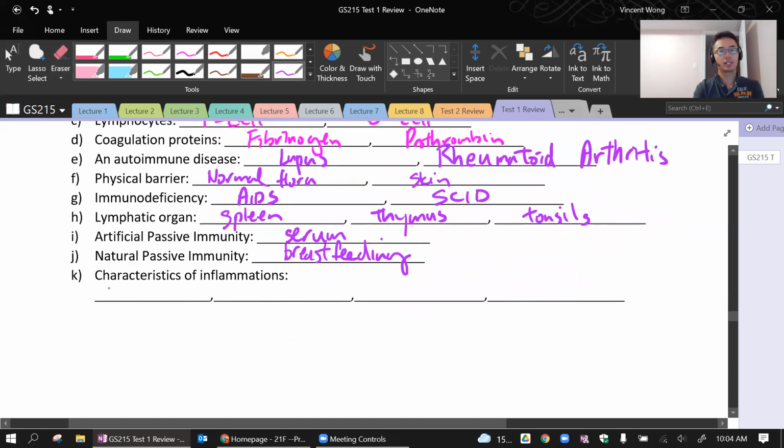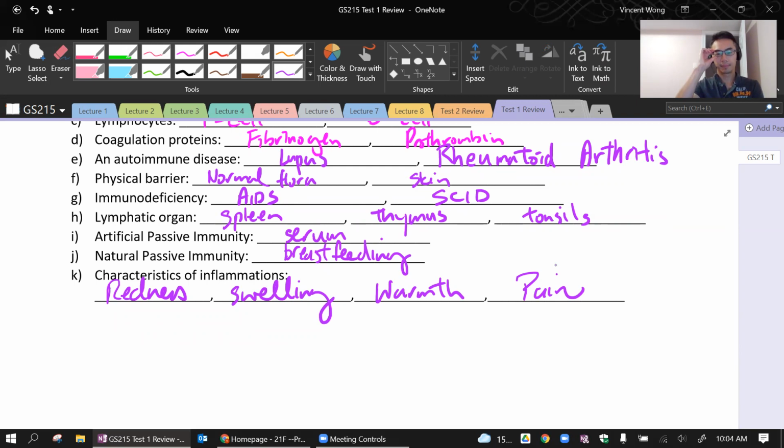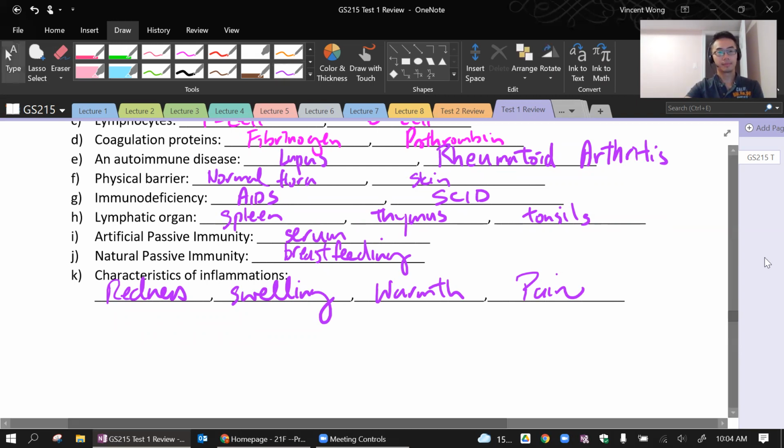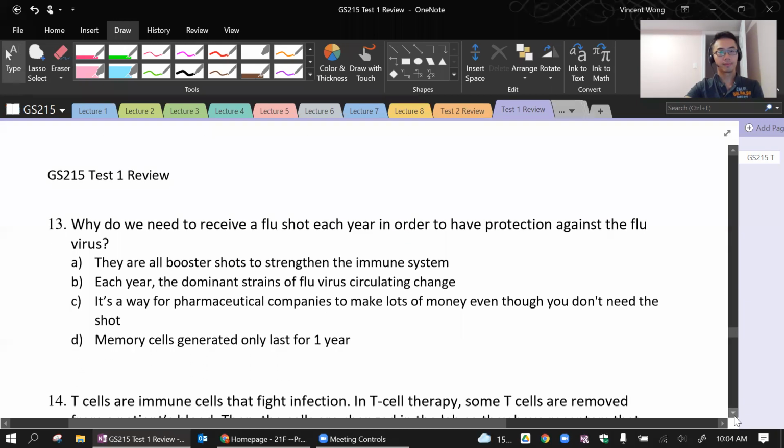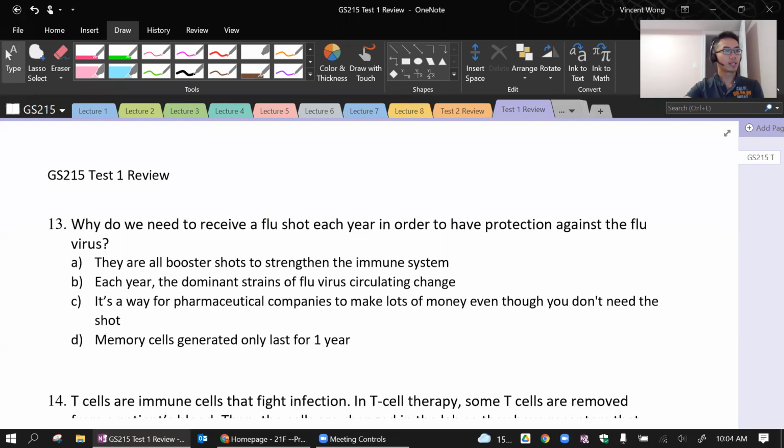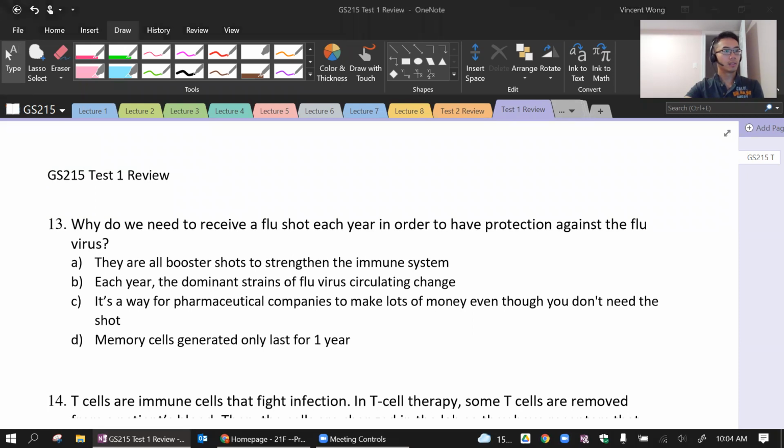Characteristics of inflammation: redness, swelling, warmth, and pain. Okay. Let's try this one. Launch results. Go ahead.